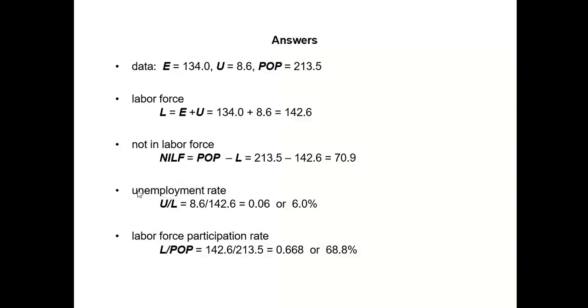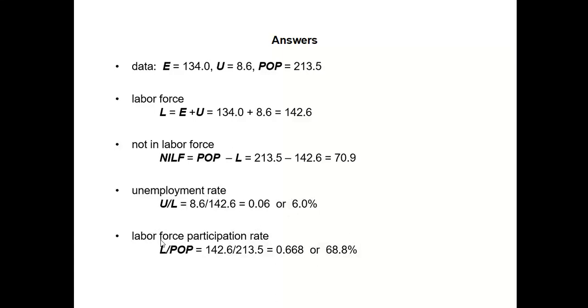Next is the unemployment rate. It is calculated by dividing unemployed by labor force. So unemployed persons 8.6 divided by labor force 142.6 equals 0.06, or if we multiply it by 100 then we get the percentage rate, that is 6.0% unemployment rate.